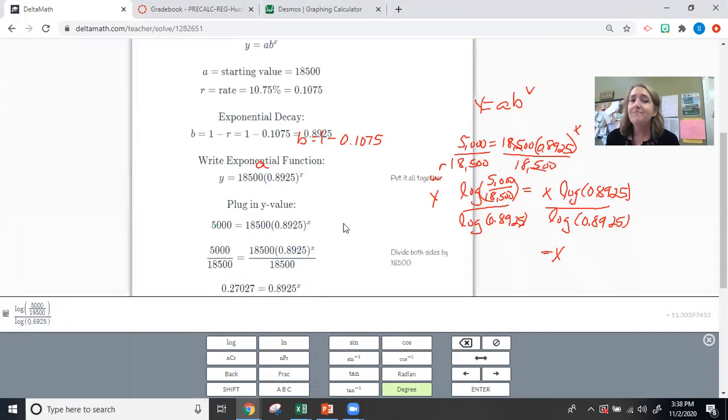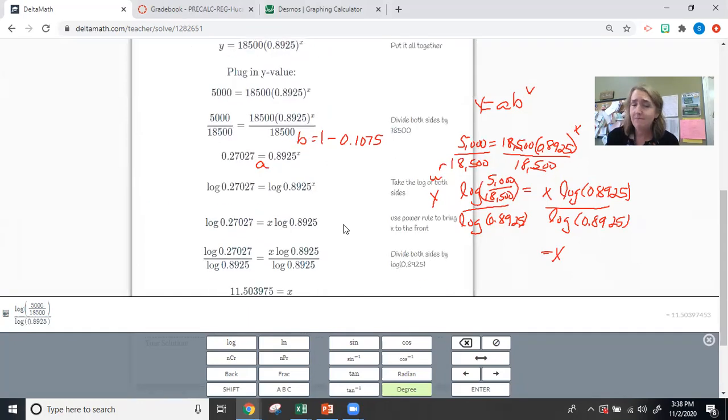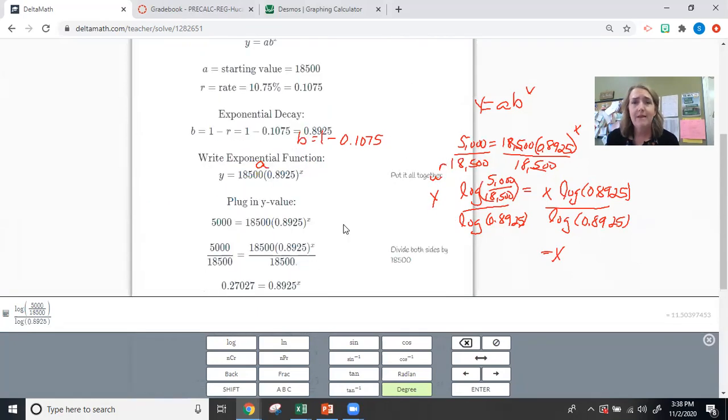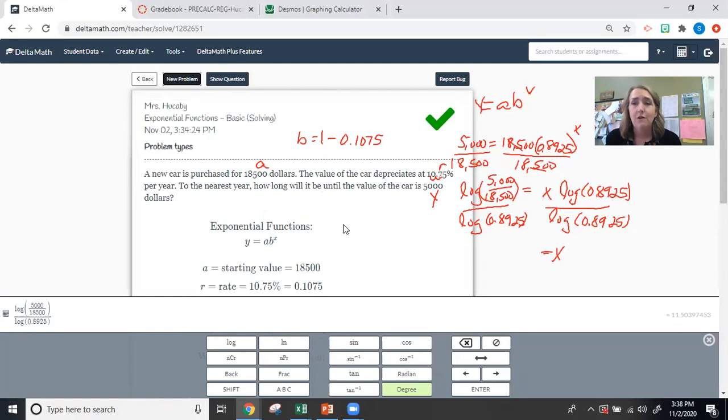So again, look at the explanation, make sure you understand how to do it. And that is how you do growth and decay problems. Good luck.